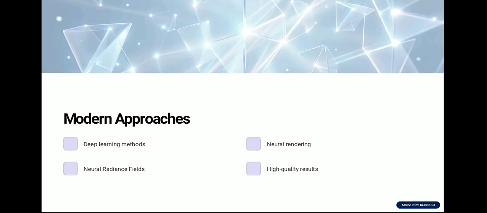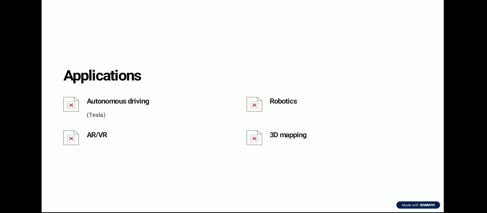So modern approaches use deep learning and neural rendering techniques. NeRF is a popular method that produces high quality and realistic 3D reconstructions. Next is applications. These techniques are used in autonomous driving, robotics, augmented reality, and 3D mapping applications.